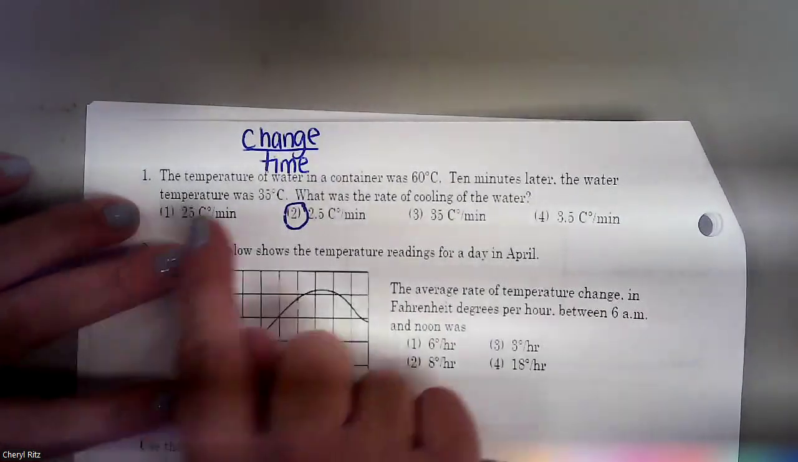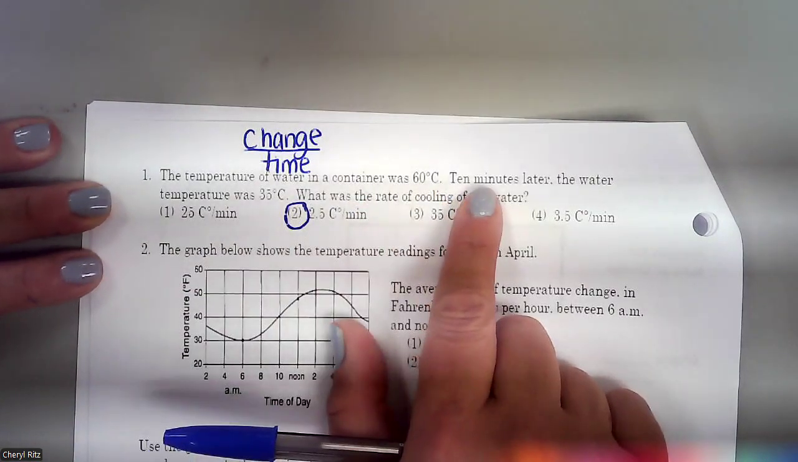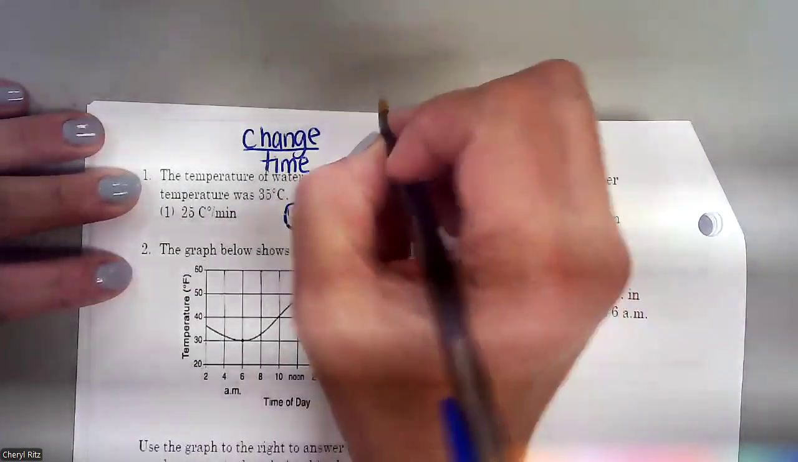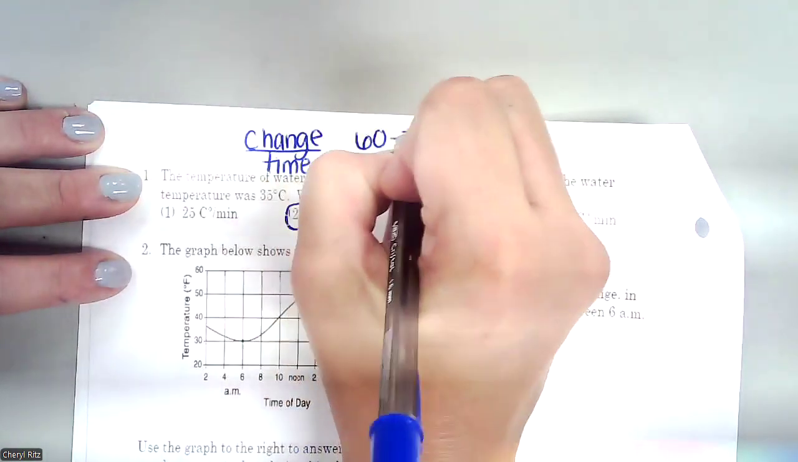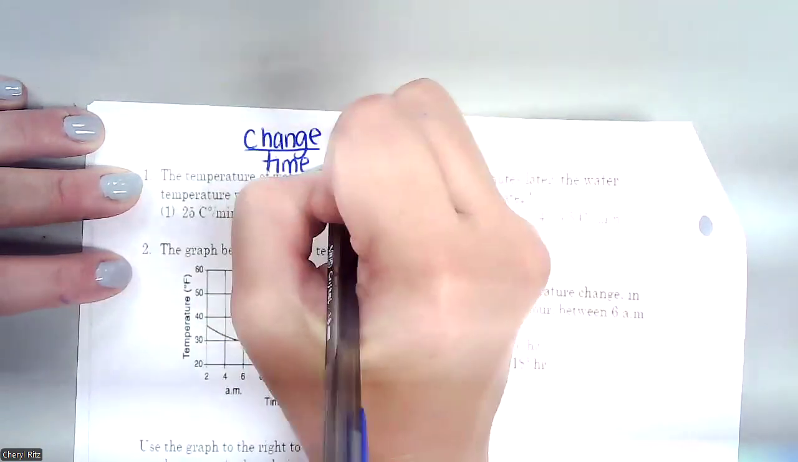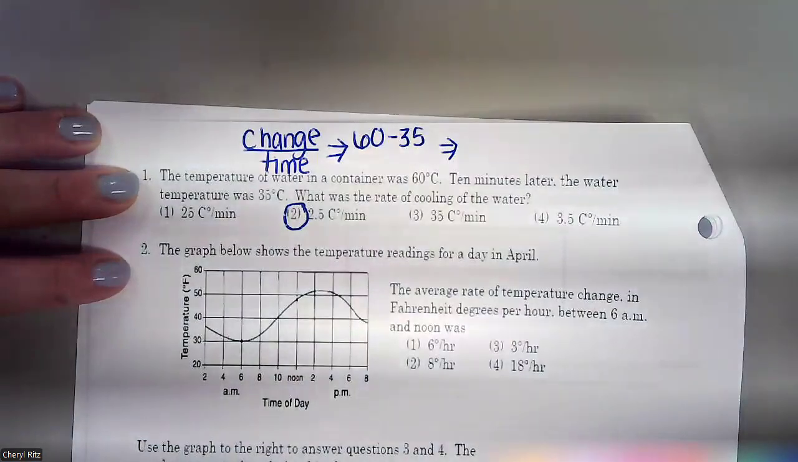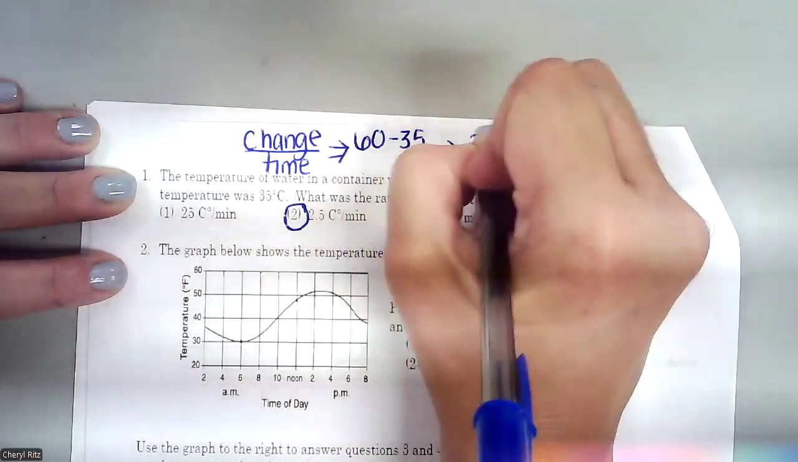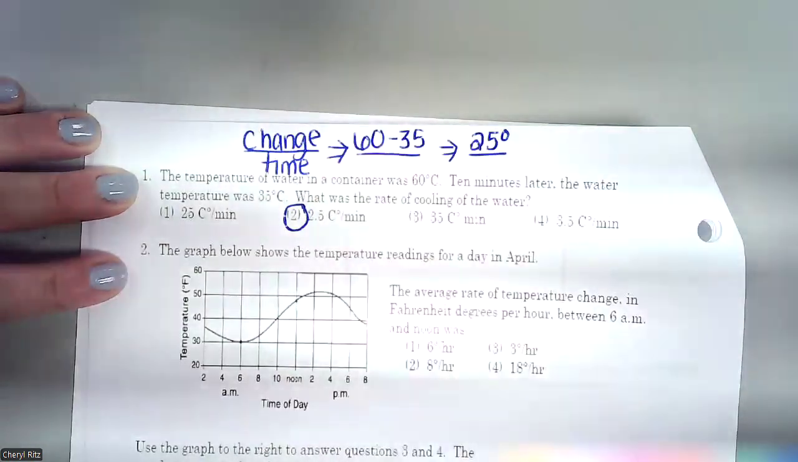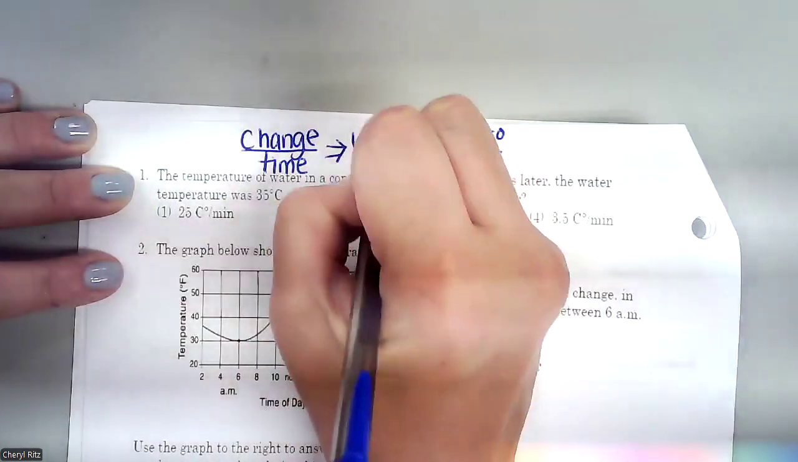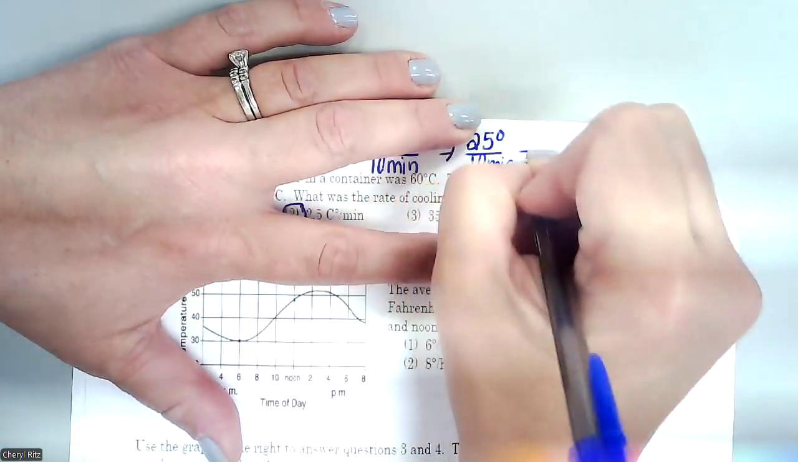We do subtract. So it says the temperature of the water in the container was 60. 10 minutes later, the water temperature was 35. So we start at 60. We go to 35, which, by the way, when you subtract those, what do you get? 25 degrees. How long did that change take? 10 minutes.